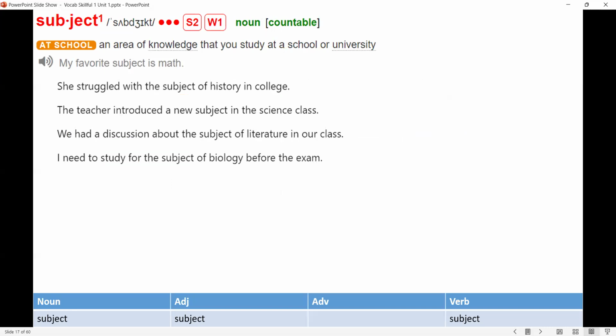Subject. Subject refers to the lessons or the area of knowledge that you study at a school or university. We have different subjects. For example, math is a subject, science is a subject, geography is a subject, art is a subject. Let's read some of the examples. My favorite subject is math. I need to study for the subject of biology before the exam. We had a discussion about the subject of literature in our class.